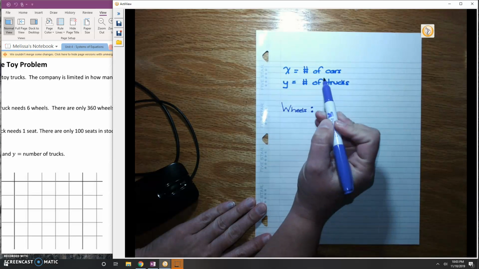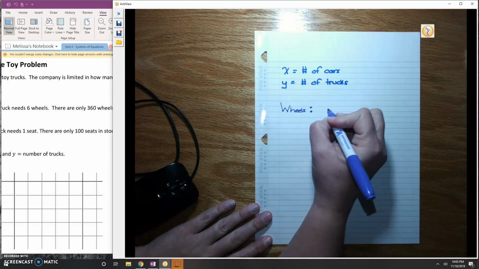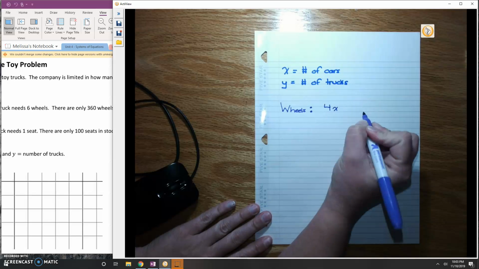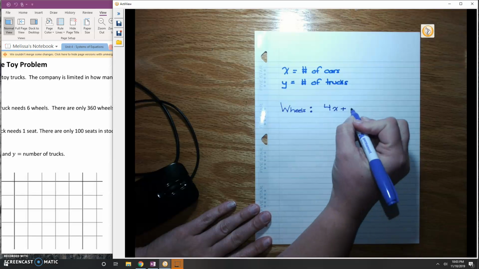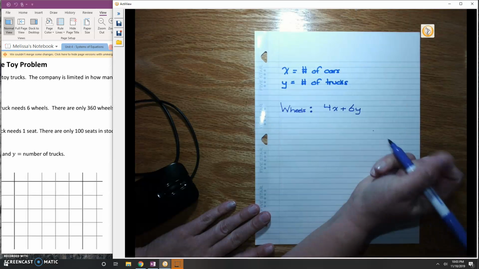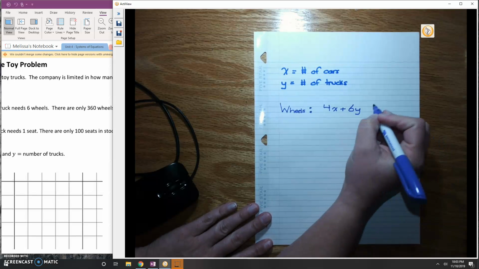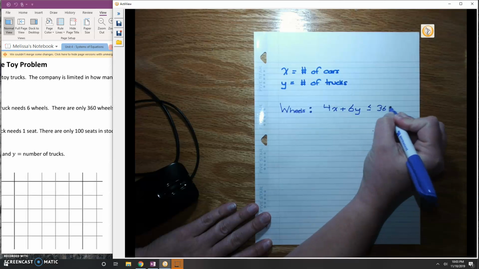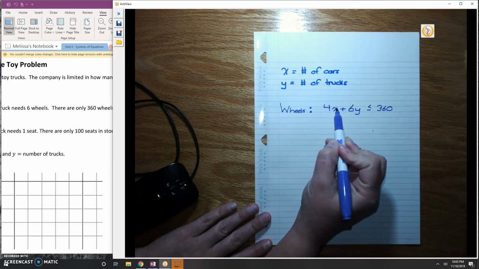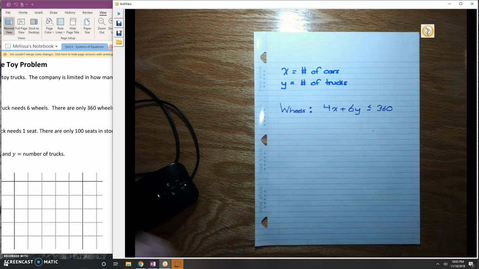Just like we did our money problem, for wheels, our cars need 4 wheels, so we have 4x. Our trucks need 6 wheels, so we have 6y. And we only have 360 wheels to go with, so we're going to have a less than or equal to sign with 360. So we have 4x plus 6y has to be less than or equal to 360. That is our situation with our wheels.